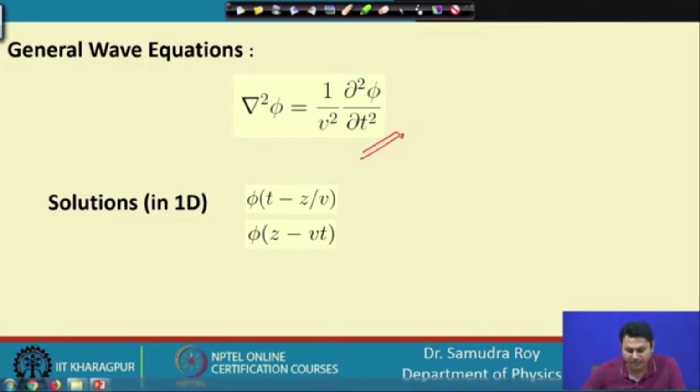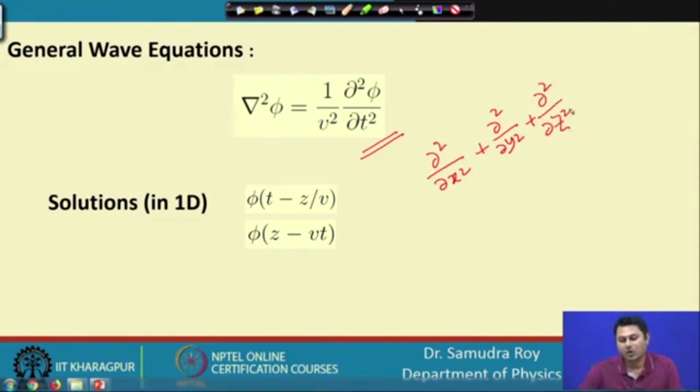Grad square phi, this is the generalized form, and v here is nothing but the velocity, t is time, and this operator, the grad square operator, we know that in 3 dimensions is something like this. This is the operator form, and it will operate over some function phi, which is a function of x, y, z and t.